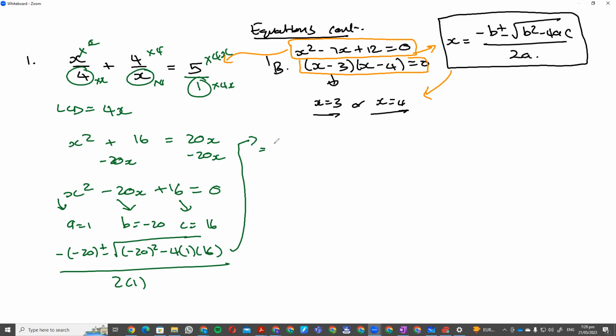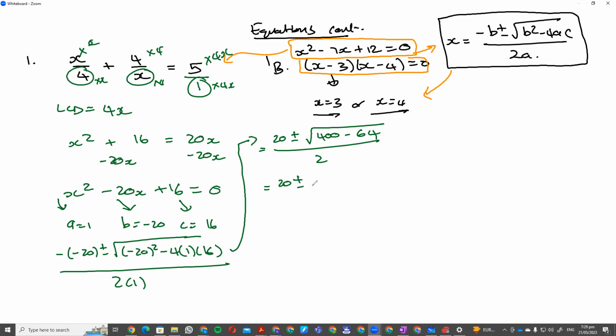Negative and negative is positive, so that's positive 20 plus minus the square root of 400 minus 64 over 2. And I can put that on a calculator. I could also leave my answer in surd form. All right, so we've got to be careful and make sure we do what we need to. But 400 minus 64 is 336.